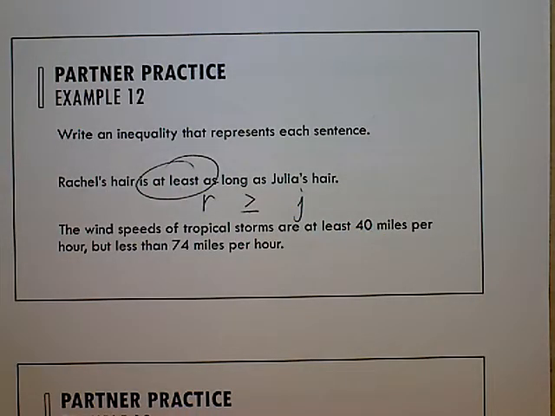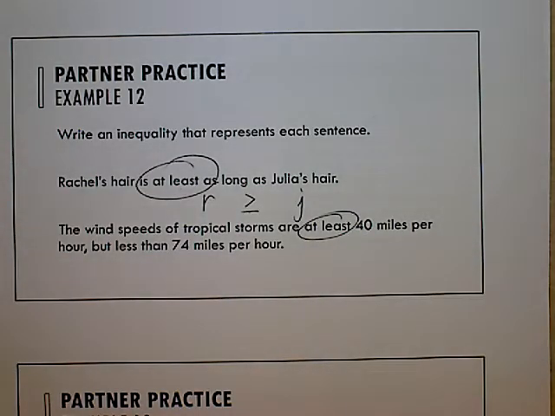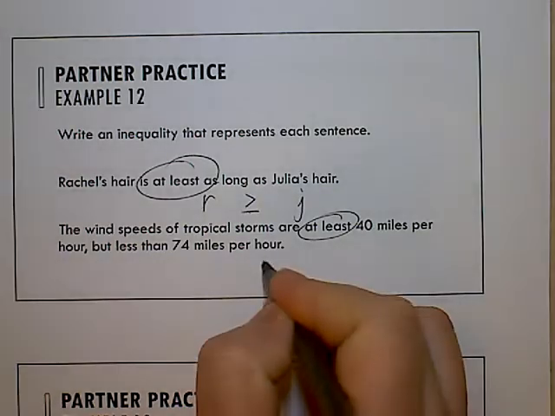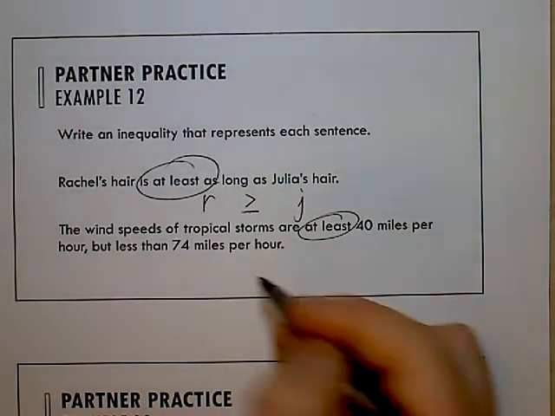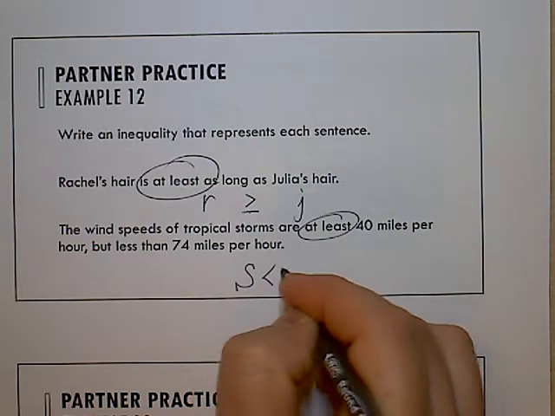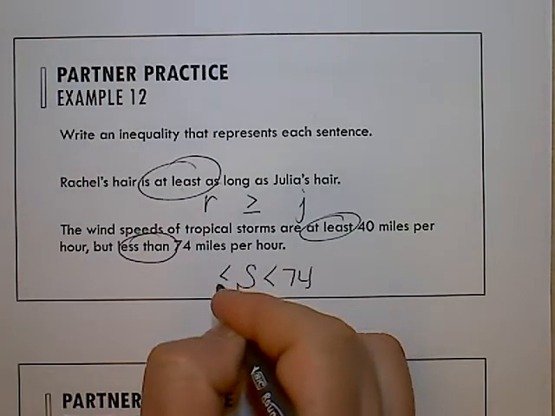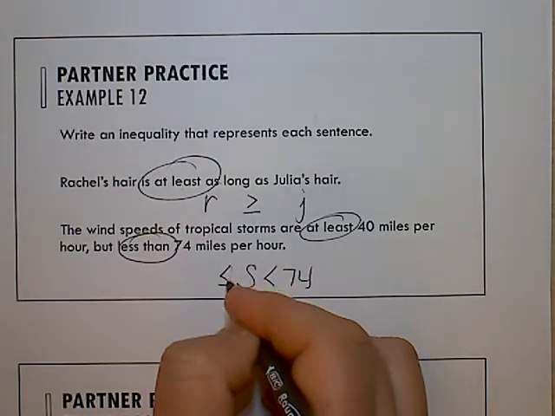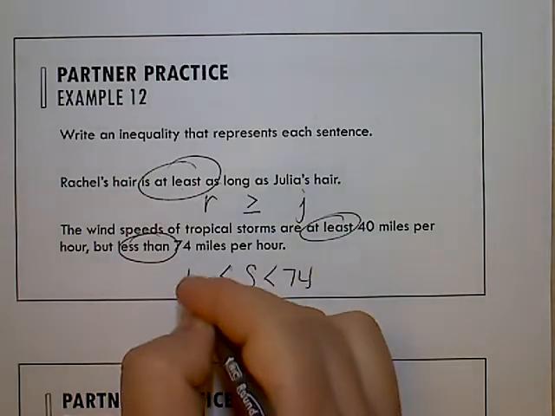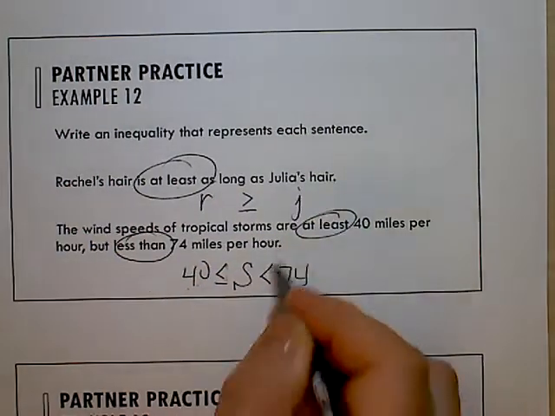The wind speeds of tropical storms are at least 40 miles per hour, but less than 74 miles per hour. So it's in between these two ranges. And we're going to have wind speeds, let's go S for speeds. So it needs to be less than 74, but at least greater than or equal to 40. The smaller of the two numbers is on the left, the larger of the two numbers is on the right.